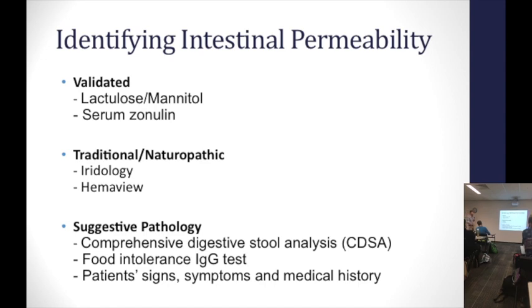All right, so I've categorized these into 3 groups. We've now moved on to identifying intestinal permeability in clinical practice. First of which are the validated lactulose mannitol urinary test and the serum zonulin. We're going to discuss these in depth a little later. We've also got the traditional and the naturopathic ways: aetiology, looking into people's eyes, and HemoView, live blood analysis. Other suggestive pathology includes your comprehensive digestive stool analysis, a food intolerance IgG test, and even patients' signs, symptoms, and medical history.